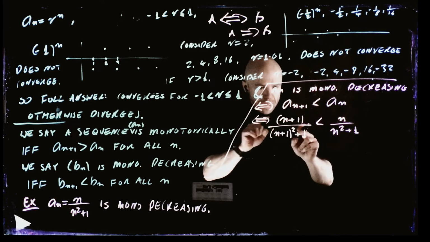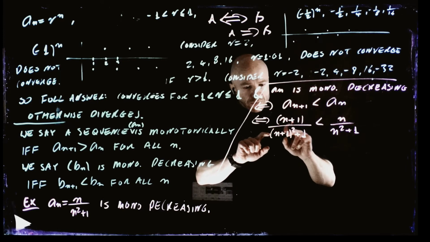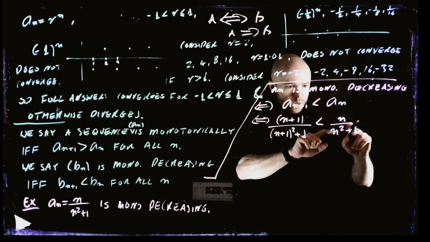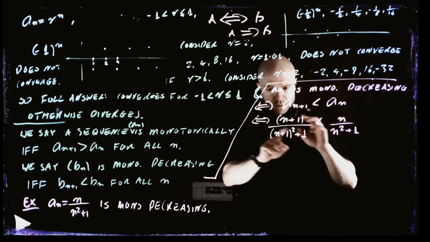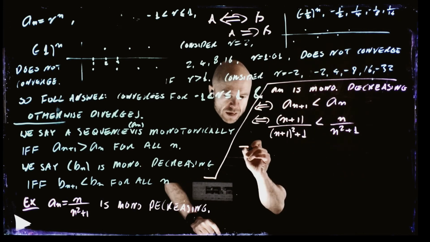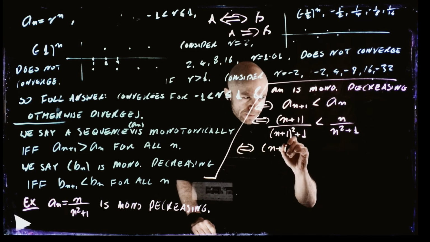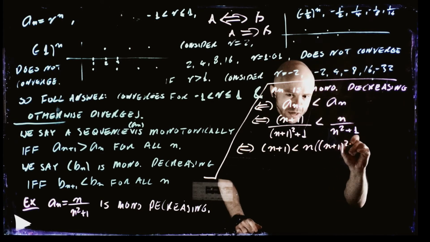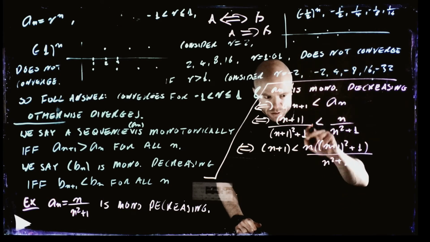Cool. Okay. Well, then let's mess around with this. We can multiply both sides by (n+1) squared plus 1. Yeah? And we can multiply both sides by n squared plus 1. We can do that, and that's not going to change anything. These are all positive things. It's not going to change the sign or the direction of the inequality. Right? So this is the same. Let's multiply both sides by (n+1) squared plus 1. So this is the same as n+1 is less than n times ((n+1) squared plus 1) over n squared plus 1. It's logically the same. This statement's the same as this.